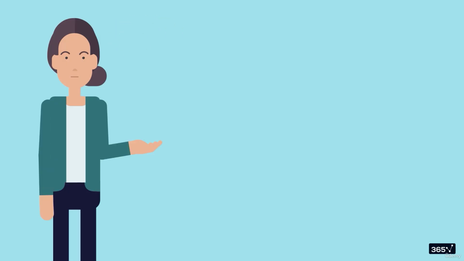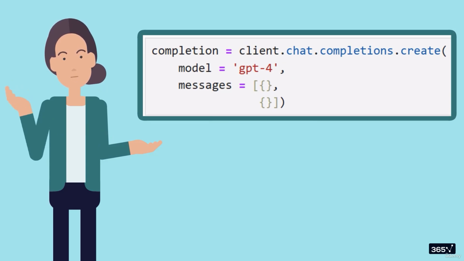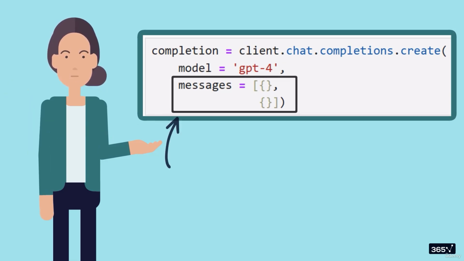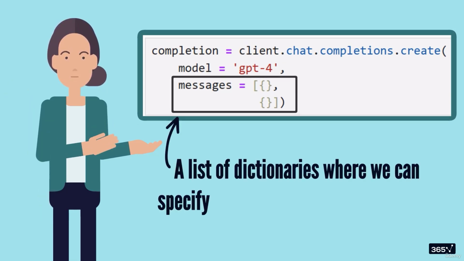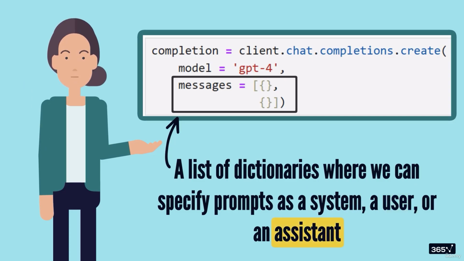Everyone! Last time, we started creating our chat completion object. We left it off at the messages parameter, a list of dictionaries where we can specify prompts as a system, a user, or an assistant. Let's now discuss each of these roles individually.